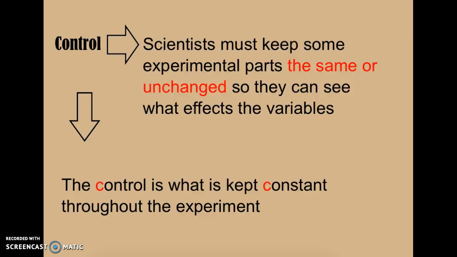First, the control. This is when scientists must keep parts of the experiment unchanged or the same, so then we can see what the outcomes or effects are of the variables that we do change. So a way to keep this in your mind is that the control is what is kept constant. So I have here that the control, which starts with a C, is kept constant. So CC, that'll be your little reminder that the control is kept constant throughout the entire experiment.